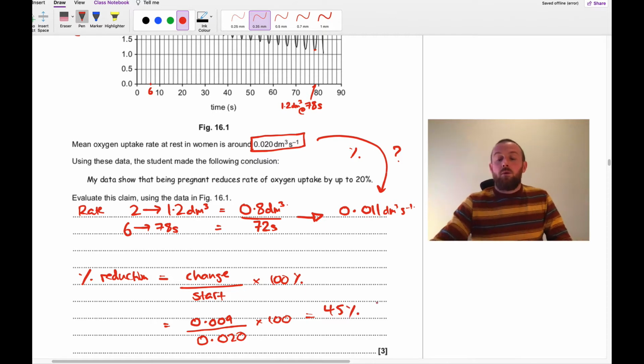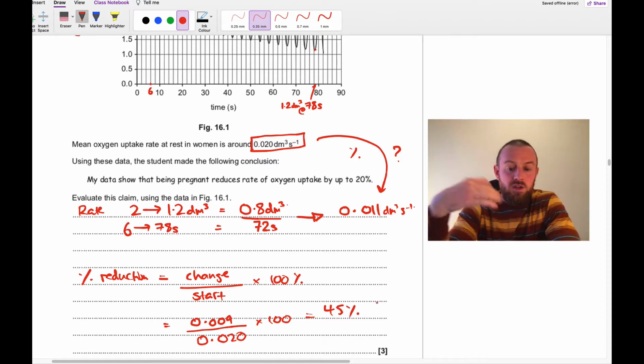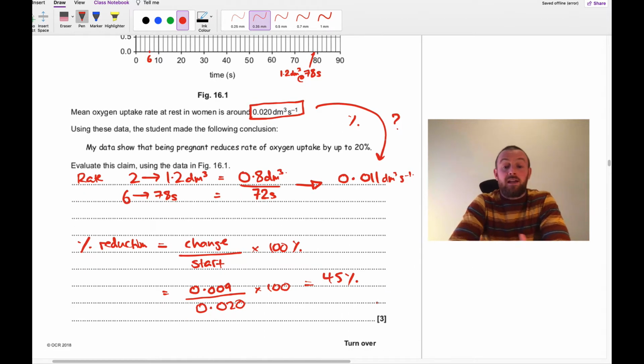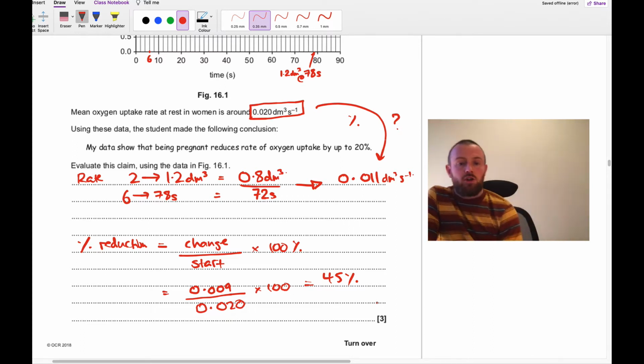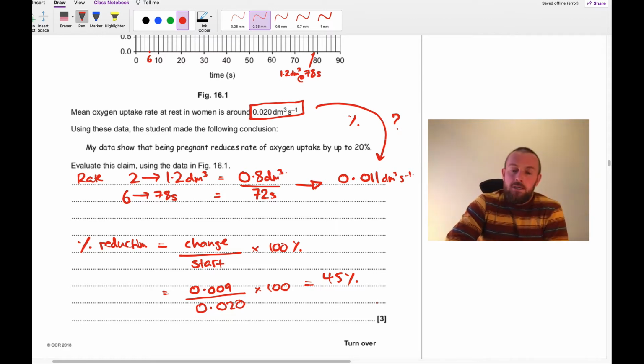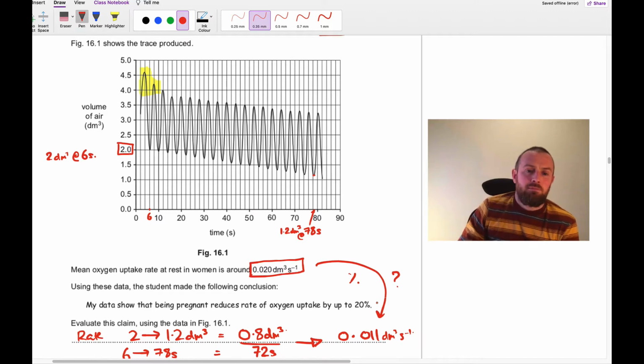So I would imagine that that will give us 2 marks, potentially even 3 marks, but you need to write a sentence saying the conclusion is incorrect. In actual fact, the reduction is greater, around 45%. Perhaps the student looked at the anomalous first few breaths, or looked at the maximum, I'd say something like that. Or look to the maximum exhale point, which is here, as opposed to the maximum inhale point, which is here.